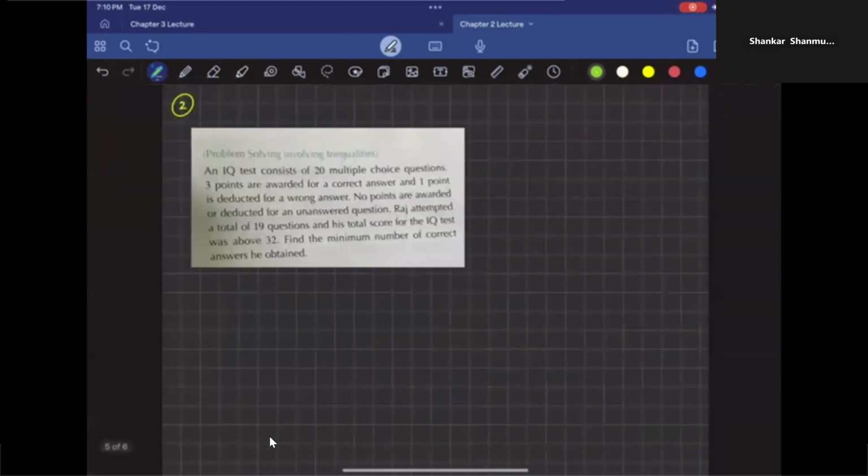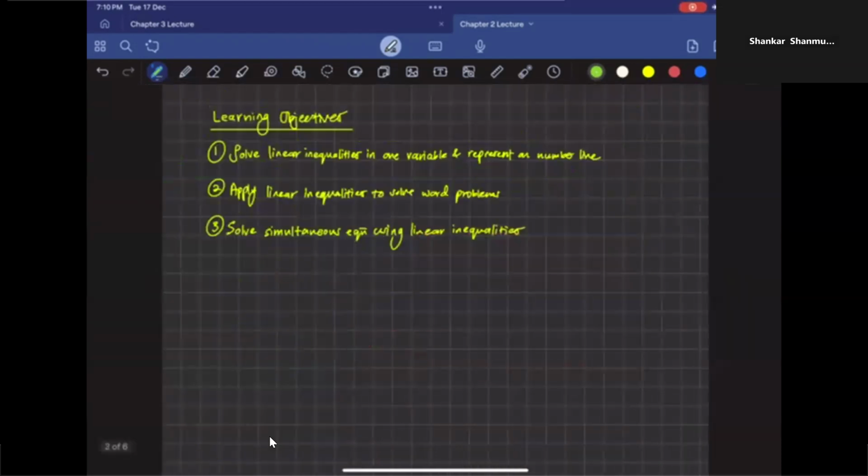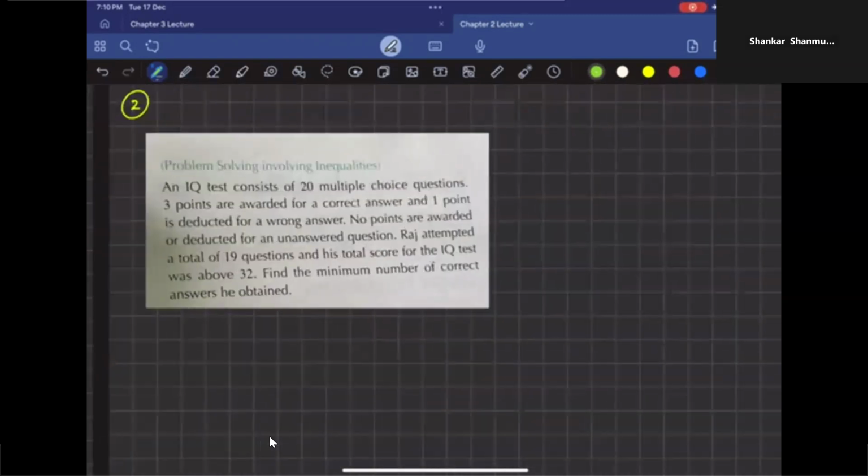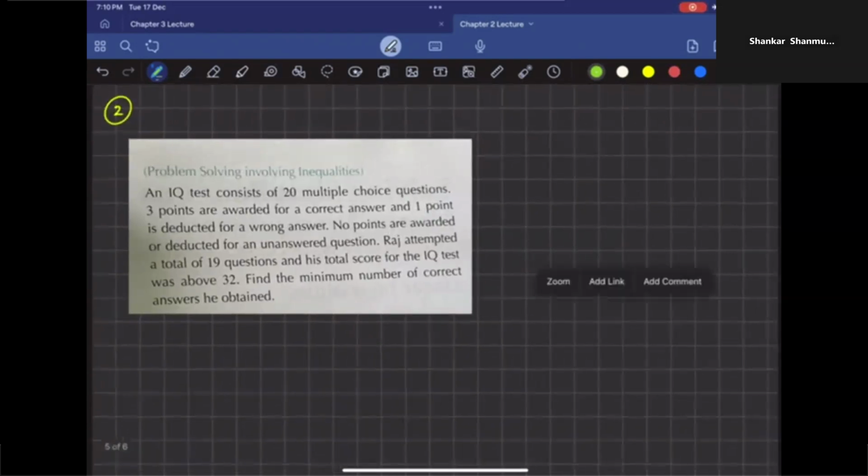Now let's move on. Okay, so now we'll be looking at the second learning objective, which is applying it to your word problems. Okay, so again, it's almost the same thing. It's a very similar concept. So let's take a look at this question.